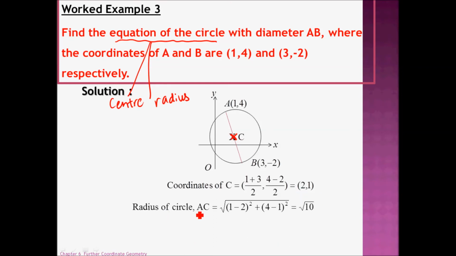So in this case, I found the length of AC, which is square root 10. So with these two pieces of information, I can easily insert into the standard form, which is this, and finally simplify it to this, which is the final answer.